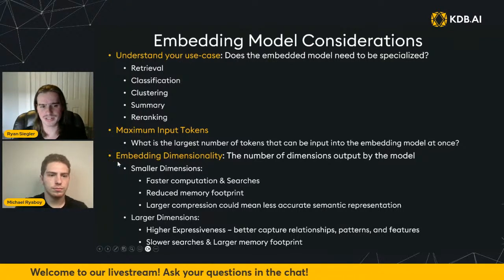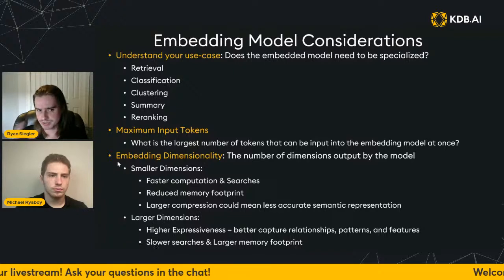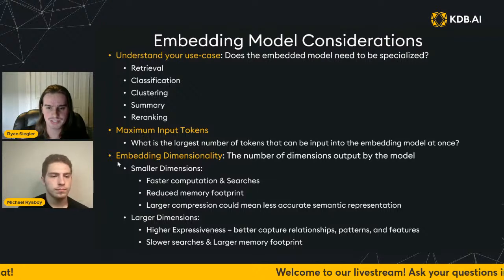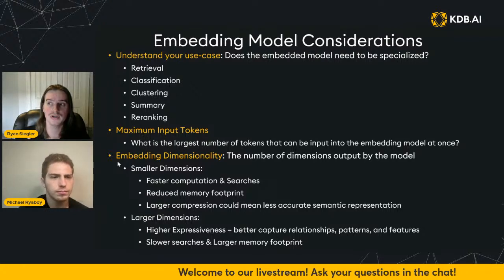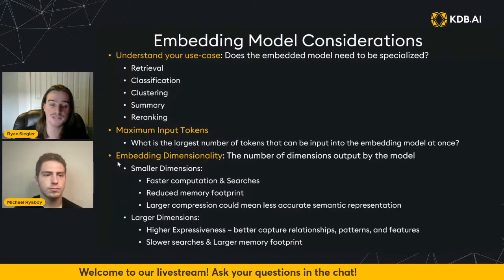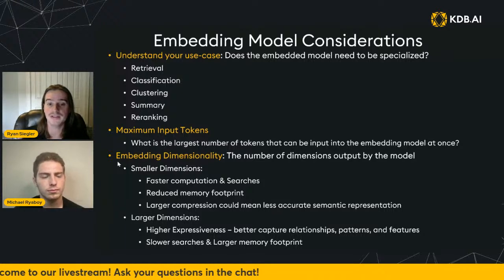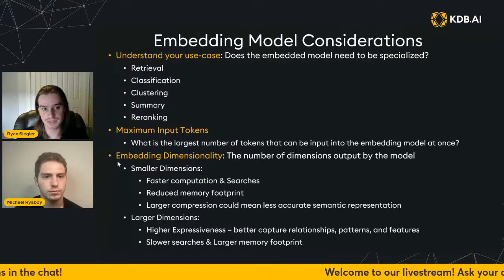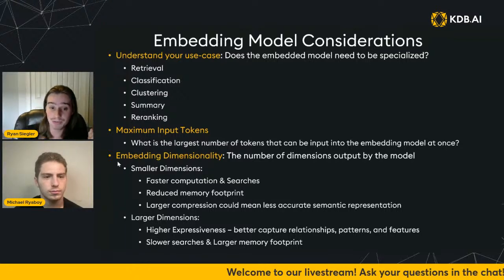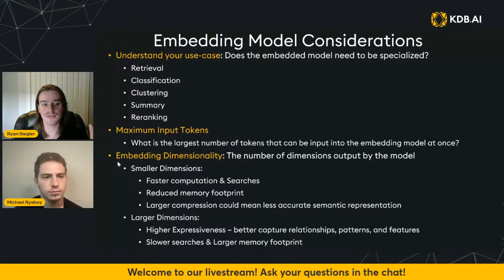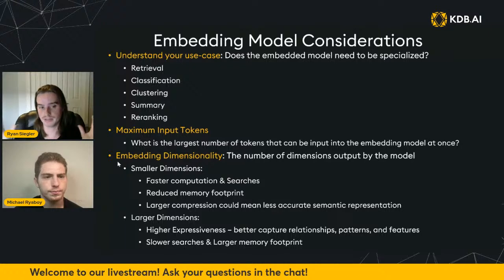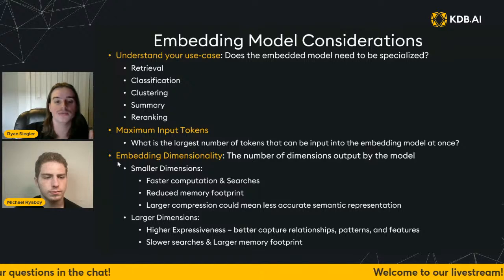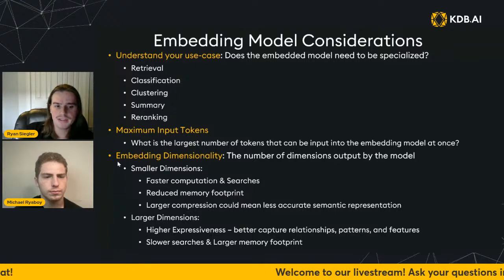The other thing to consider is the embedding dimensionality. When you take your data and pass it through that embedding model, it generates your vector embeddings. It's going to generate a fixed-size vector for each embedding that it creates, and these vectors will have a fixed number of dimensions. Different embedding models output different dimensions. If you're using an embedding model that outputs smaller dimensions, say something around 300 or 384, that's smaller dimensions.